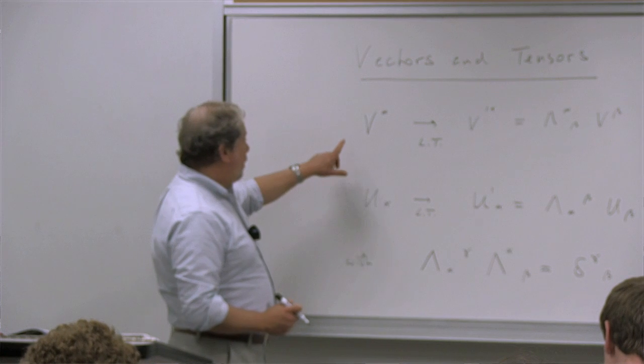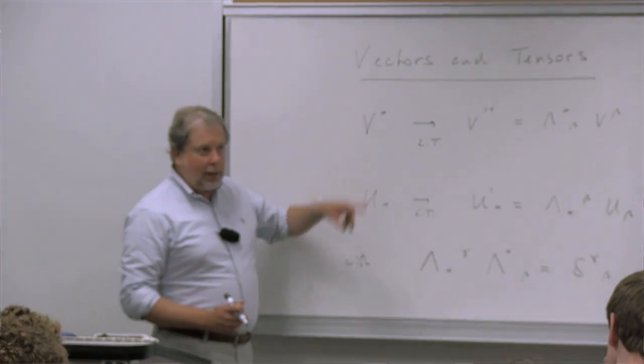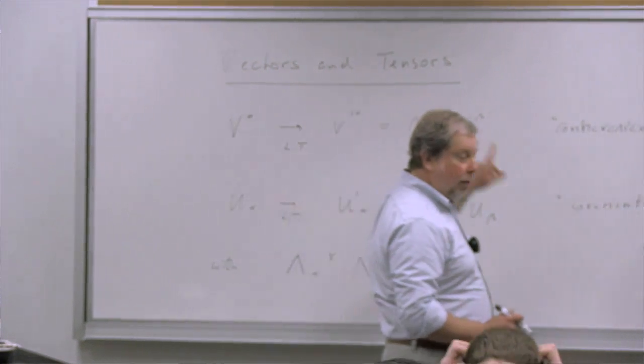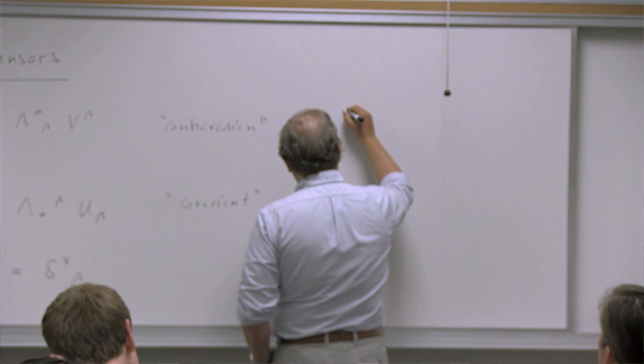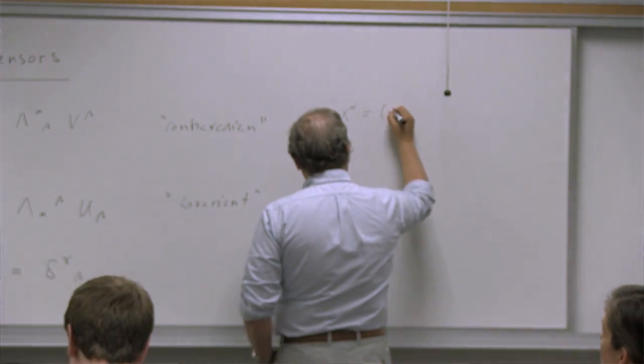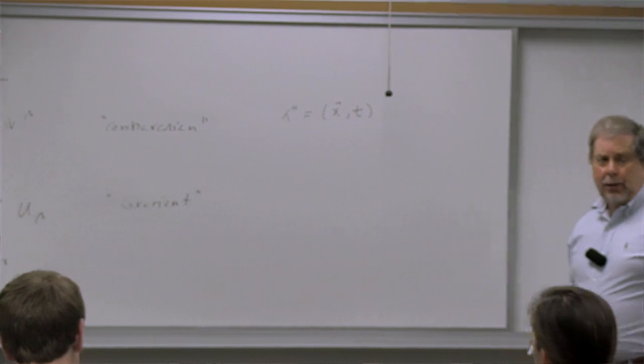And so here is an example of what I wrote already on the blackboard last time, where you have a vector which has an index up, and it transforms under the Lorentz transformation in this way. So of course the classical example for that is x alpha, right? So x alpha is x and t, so that's a naturally contravariant tensor, right?